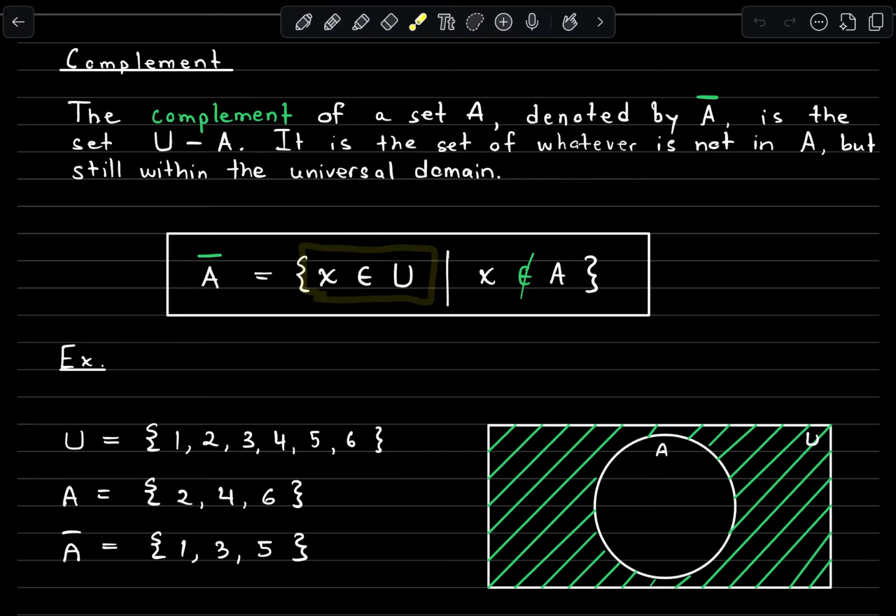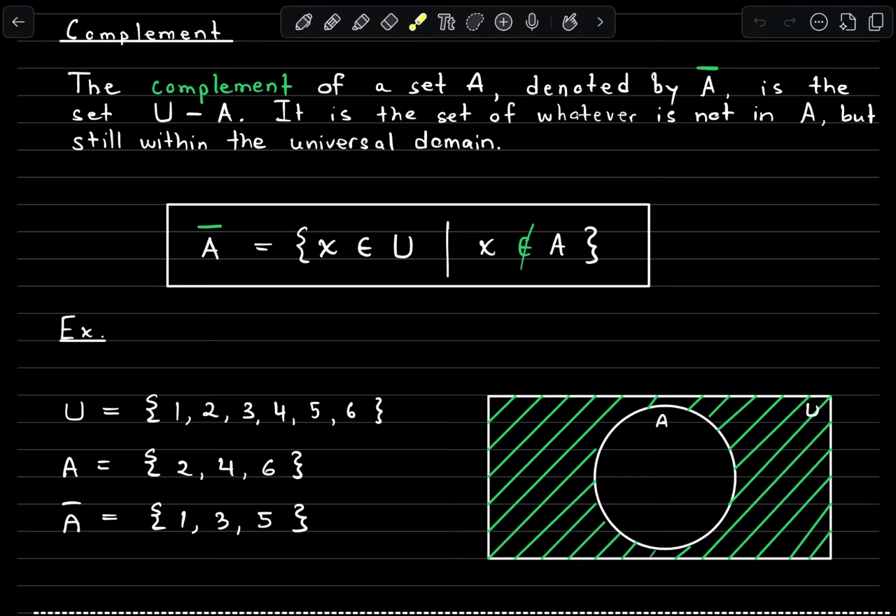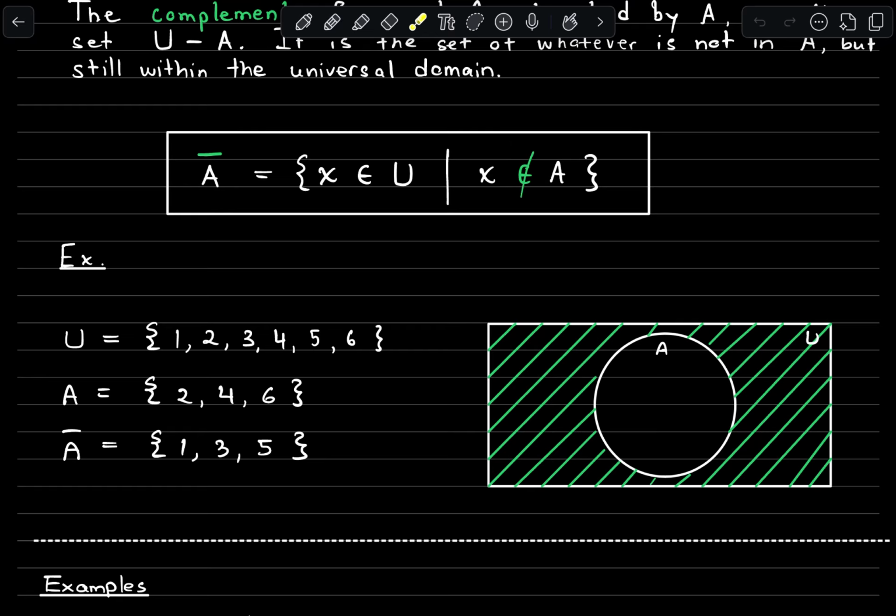So A complement is defined as x is within your universe such that x is not in A. So if our universe was the numbers 1, 2, 3, 4, 5, 6, and A has those even numbers, 2, 4, 6, not A is going to have all of the odds, 1, 3, and 5. That's a simple idea. It's just the opposite of whatever is in A.